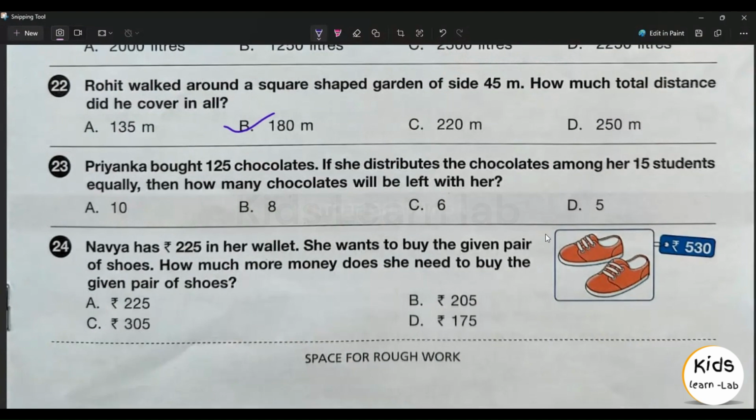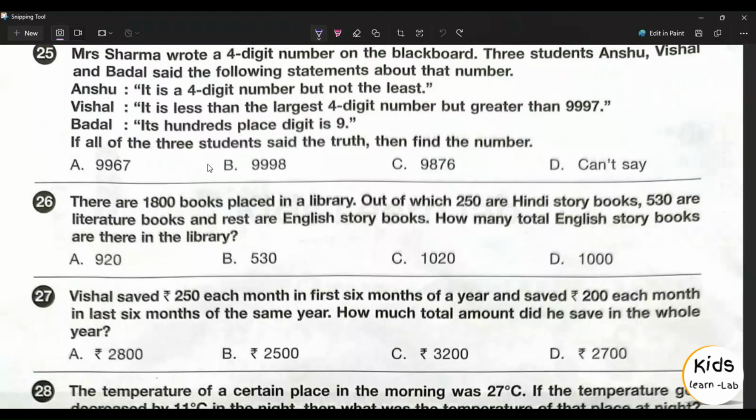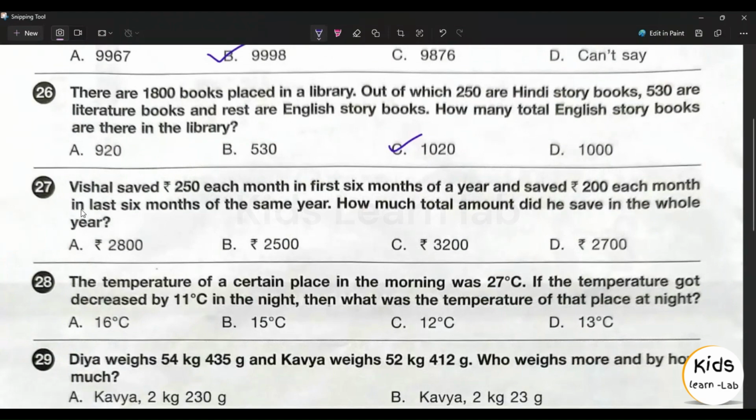23rd question right answer is option D. 24th question right answer is option C. 25th question right answer is option B. 26th question right answer is option C. 27th question right answer is option D.